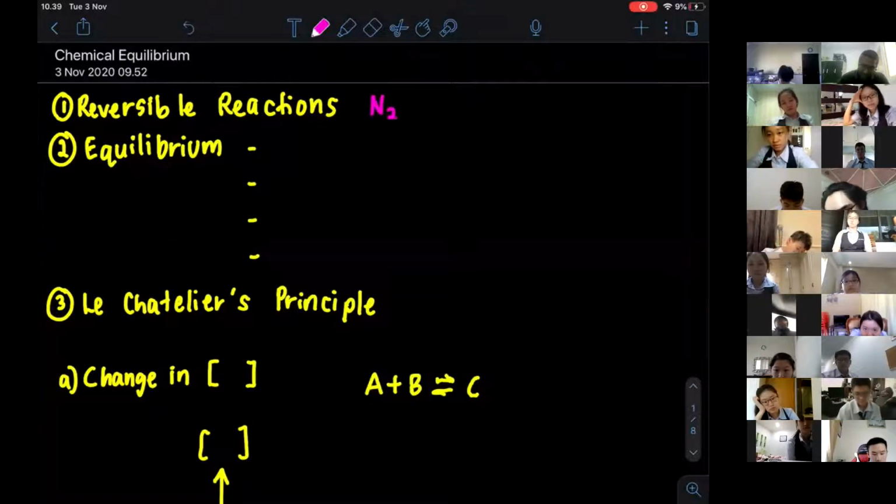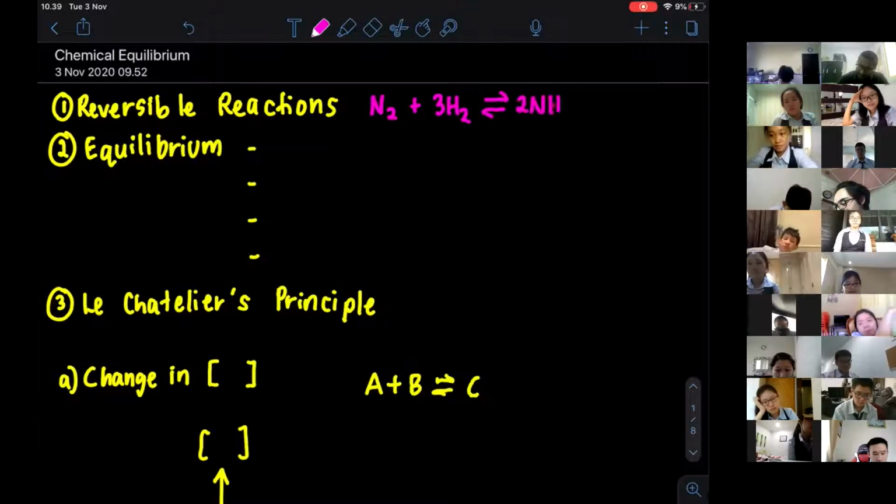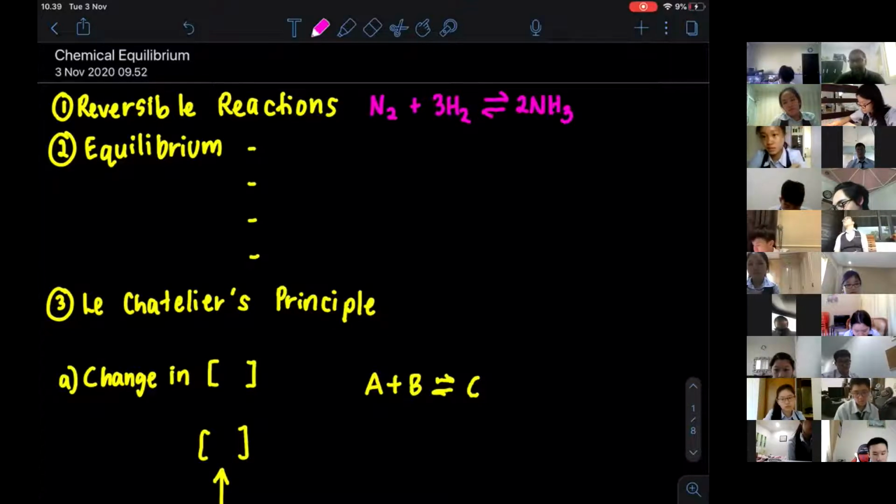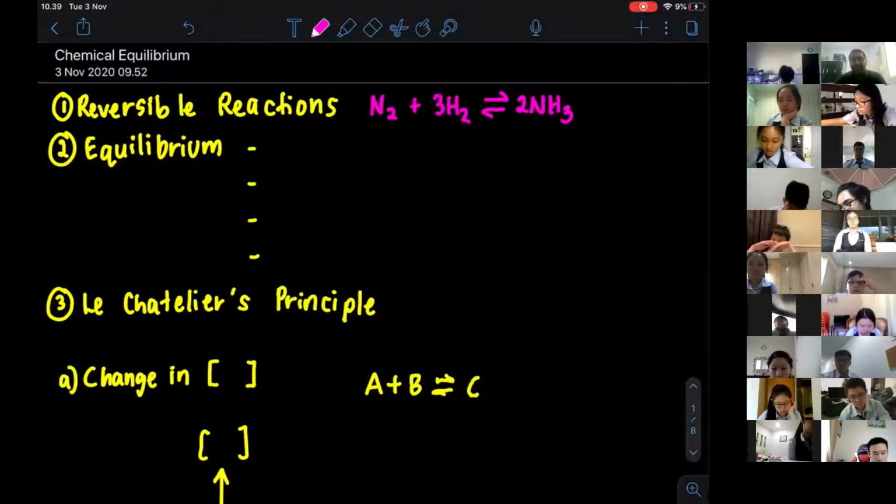Example, if you have nitrogen reacting with hydrogen in the Haber process, this is one example of a reversible reaction. So any reversible reaction will react and reach equilibrium. Equilibrium is a state where they are stable. It means there's a stable situation where the reaction is still reacting. The product and reactants are still there, continuously reacting.